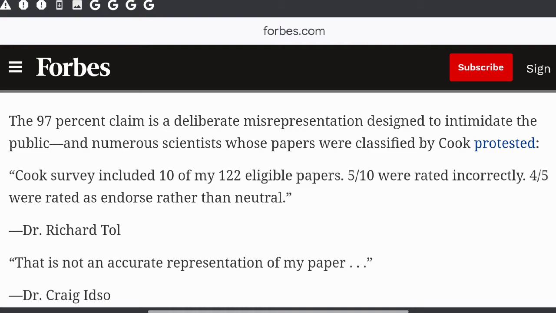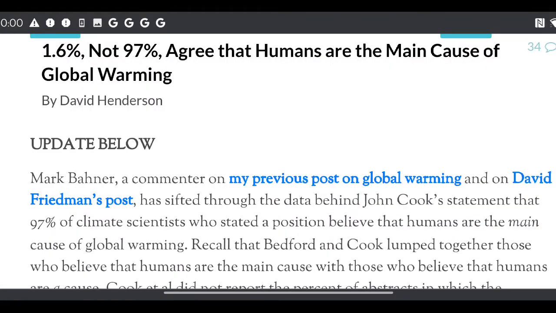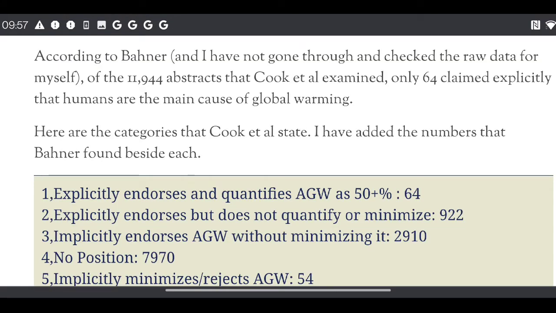Sorry about this. Yes. Again, this is another article explaining the same. Okay, 1.6%, not 97%, agree that humans are the main cause of global warming. Again, you can read these articles. Just stick this on Google, and you'll get all this.